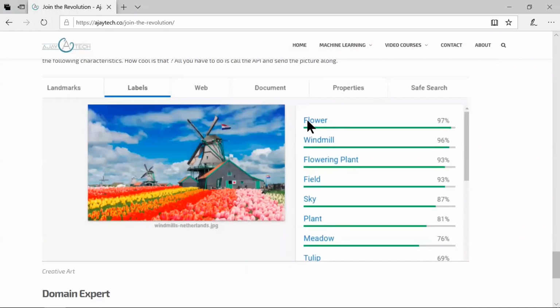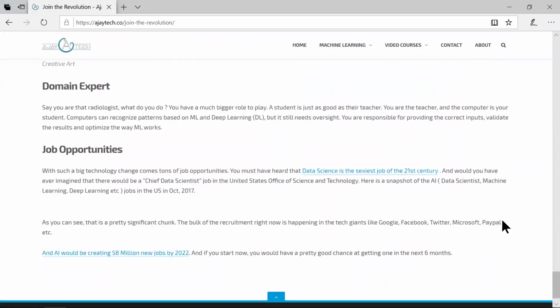You see, there is flowers with 97% probability, right? When we talk about machine learning, most of the time it's probability. But don't worry about it. We'll talk about probability in the course quite a lot. And then there are windmills, there is flowering plant, there's field, and all of this has happened automatically. It's so seamless. There was no human behind the scenes. Just like face detection happened in Facebook, right?